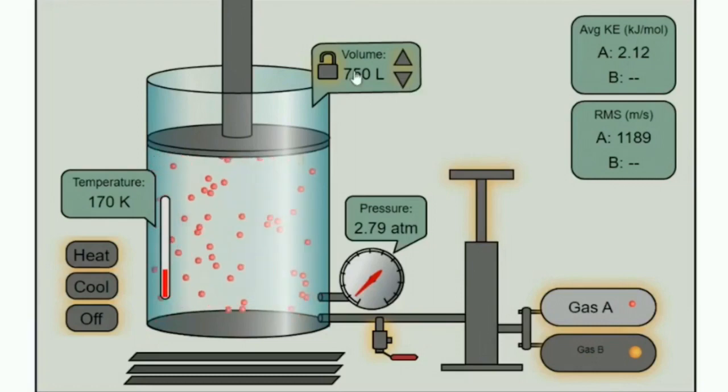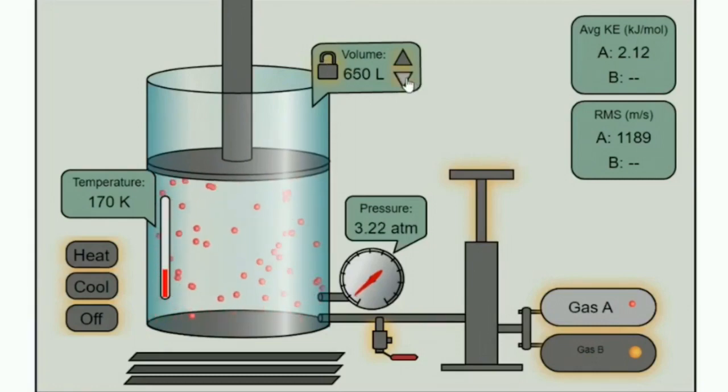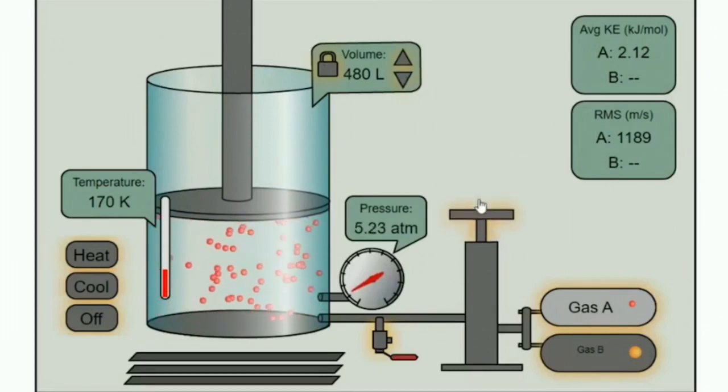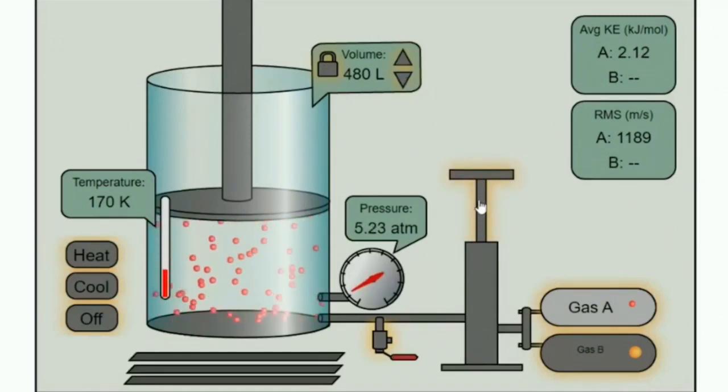But let's say we can fix the volume. So if we reduce the volume down a little bit and we fix it so that it doesn't move, and then we add gas into it, you can see that there's more molecules, and you can see that the pressure's going up. This is what happens with your car tire, yeah? Everybody understands this.